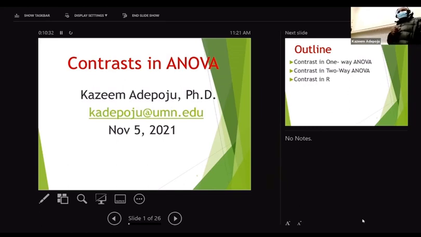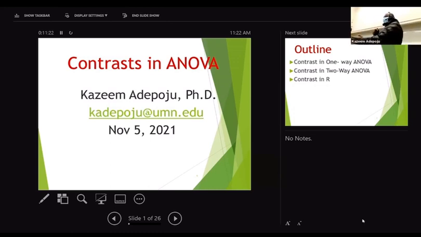But let me tell you this. In a situation where the null hypothesis has been rejected, but I'm not interested in pairwise comparison, and I'm only interested in comparing specific treatment groups based on prior information, then I'm not going to use pairwise comparison, but I'm going to use today's topic, contrast.